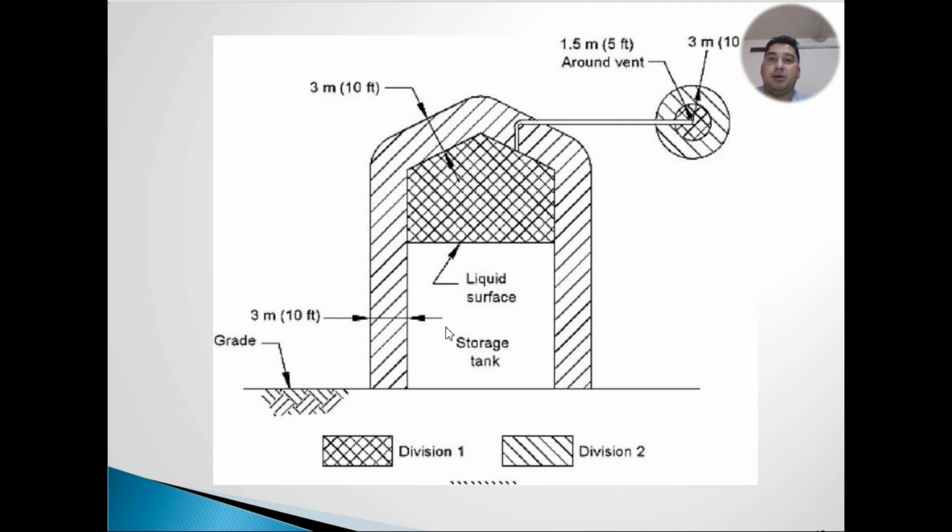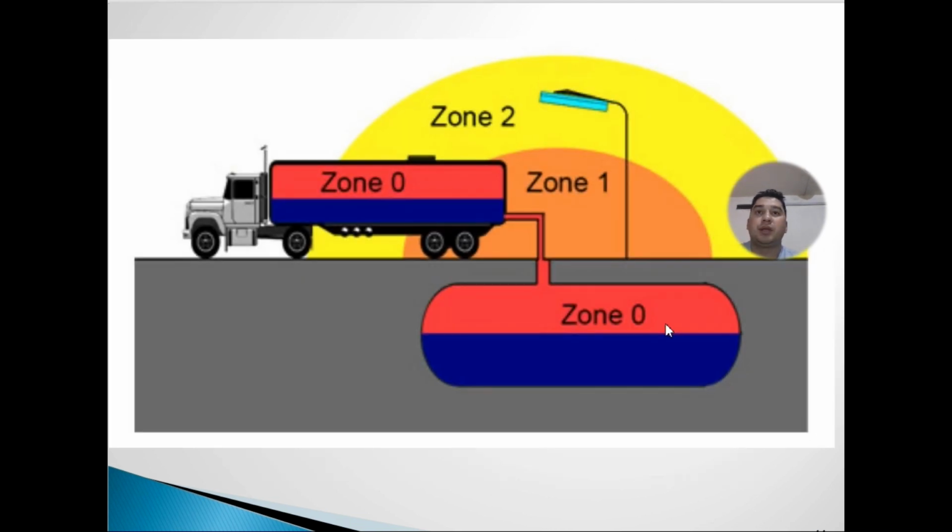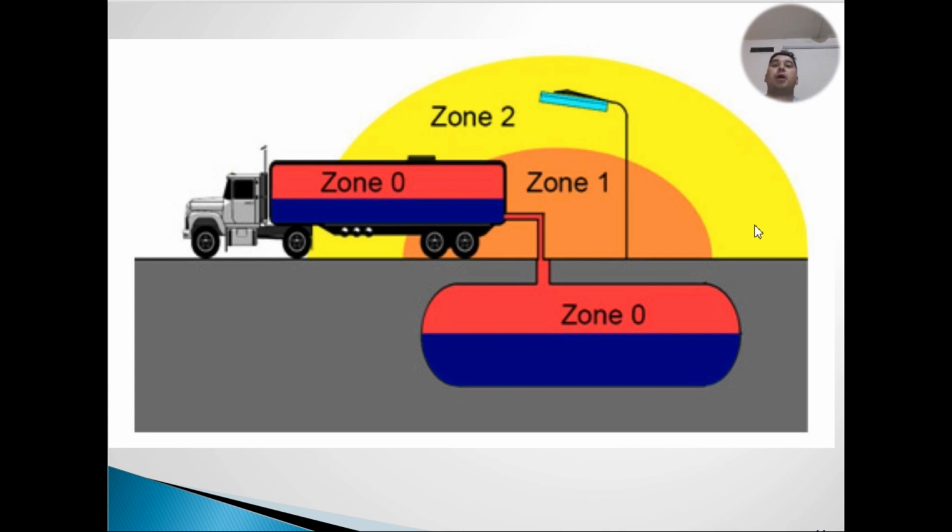So as you can see here, this is the vent. Around the vent, this is the liquid surface in the storage tank, and this is the grid. This is division 1 and division 2. So this is division 1 and these are division 2. Now zone 0, zone 1 and zone 2. Through this image we will try to understand the hazardous area classification.